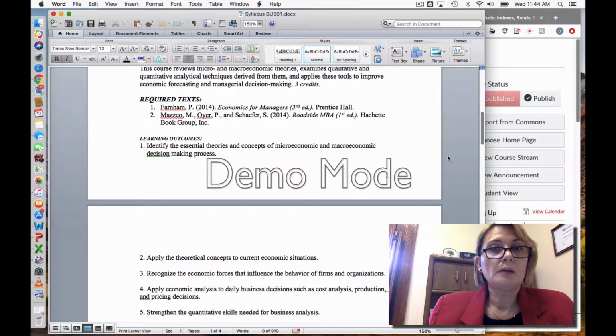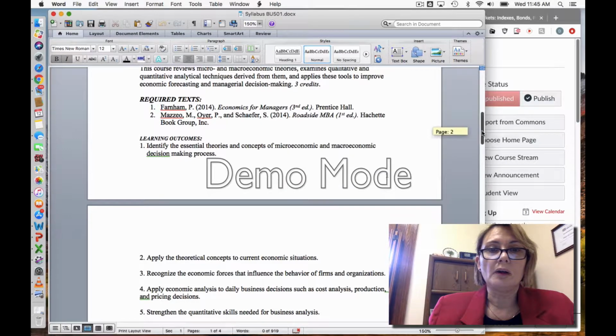And the two textbooks that are required are those here. One is the regular textbook for the MBA course, and this one is a practical type of book that came out in 2014. It's called Roadside MBA, and this one fits very well with what we discuss with the theory of economics. It's more like a practical application of theory that students in the past found it very helpful. Hopefully, you are going to like it.